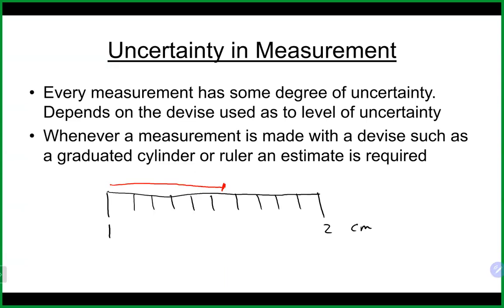Whenever you use any piece of equipment, like a ruler or a piece of glassware, there are usually 2 types of markings that you could see. There's usually larger markings, and there's usually smaller markings. On this particular one, the larger marking, one of them is 1, the other one is 2. So between each large marking, that is a difference of 1 centimeter.